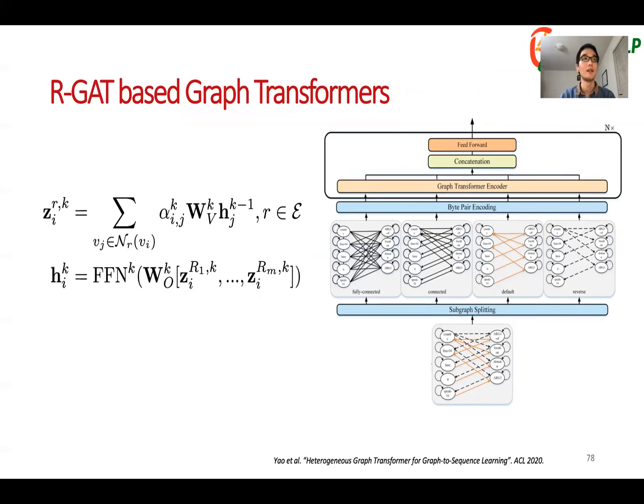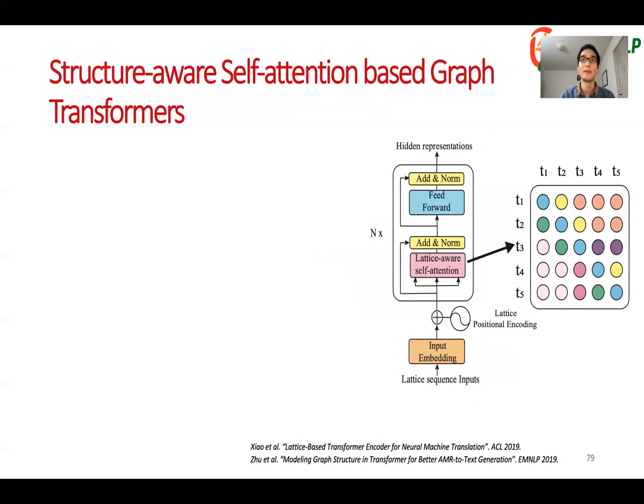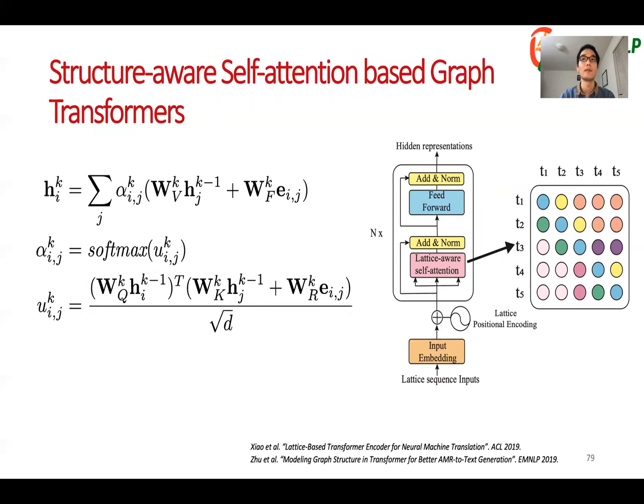RGAT-based graph transformers employ GAT-like masked attention, which respects the graph structure of the input data. It also introduces a relation-specific learnable weight matrix, which respects the edge type information. The structure-aware self-attention-based graph transformers introduce edge embeddings that participate in both the self-attention computation and the node aggregation process.